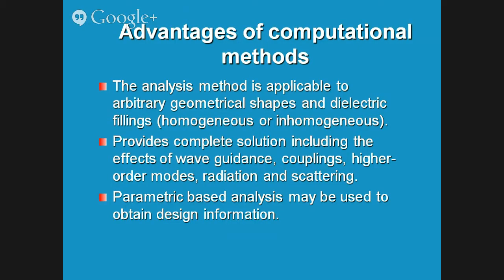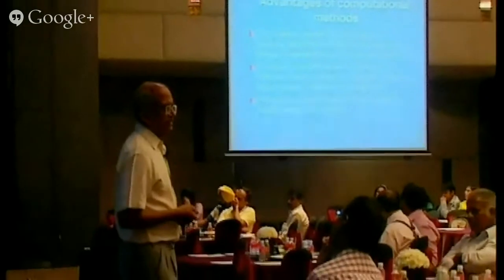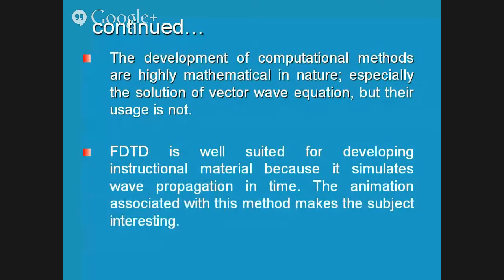Then you can use parametric based analysis to obtain the design information from the computational methods, because the computational methods as such are analysis methods. They don't give you design information straight away. But you can carry out parametric analysis, and from there you can extract some design information. The development of computational methods is highly mathematical, but their usage is not. As you know, these days, most of the students or research scholars just buy or maybe get the software from somewhere and start designing.